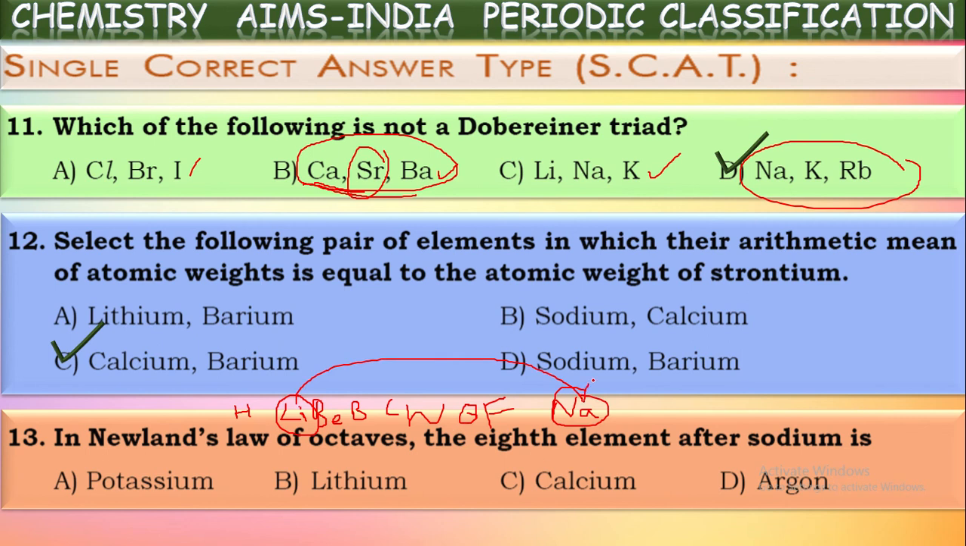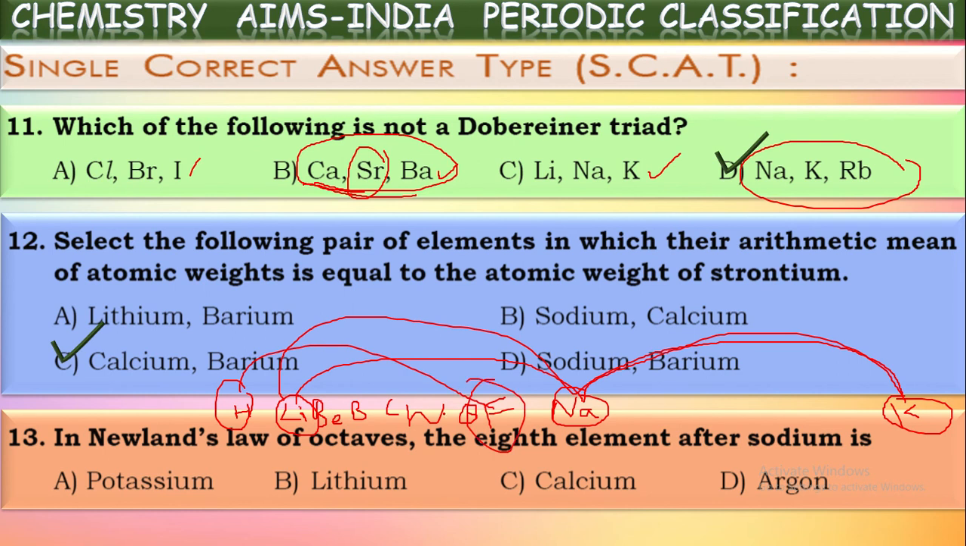In the same way, the consecutive eighth element for sodium will be potassium. So these three elements have similar chemical properties. If we see for hydrogen, the consecutive eighth element is fluorine. So these will have similar chemical properties. So in this way, for sodium, the consecutive eighth element is potassium, and hence he considered these elements to have similar chemical properties. Right?